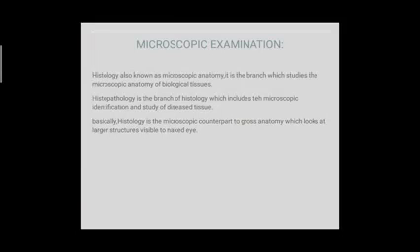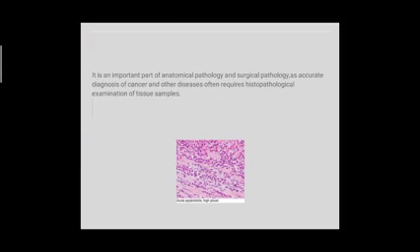Now, what is the microscopic examination? Basically, histopathology is the branch of histology which includes the microscopic identification and study of diseased tissue. Histology is the microscopic counterpart to gross anatomy, which looks at larger structures which are visible to the naked eye, just as I mentioned. This is an important part of anatomical pathology and surgical pathology, as accurate diagnosis of cancer and different diseases often requires histopathological examination of tissue samples. And different diseases and carcinomas have specific patterns.